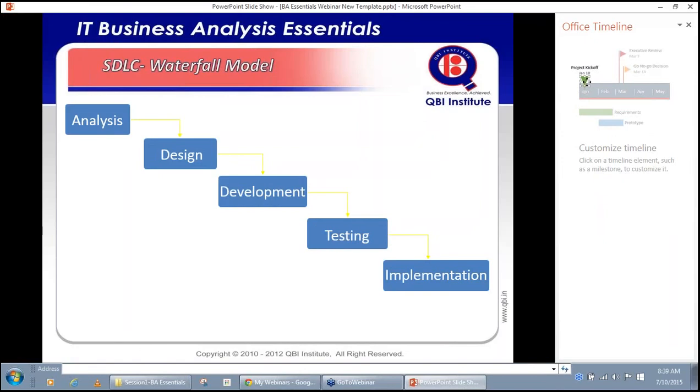The waterfall model of software development lifecycle has these 5 phases. In fact, irrespective of the model, any software development project will have phases like analysis, design, development, testing, and implementation.